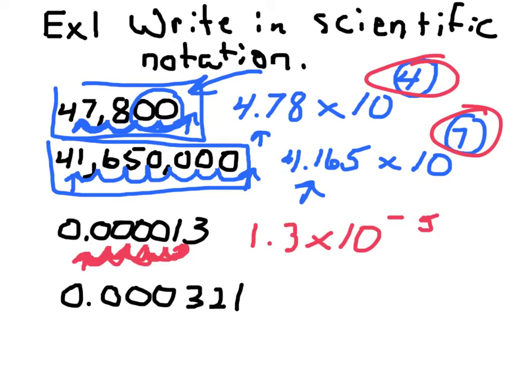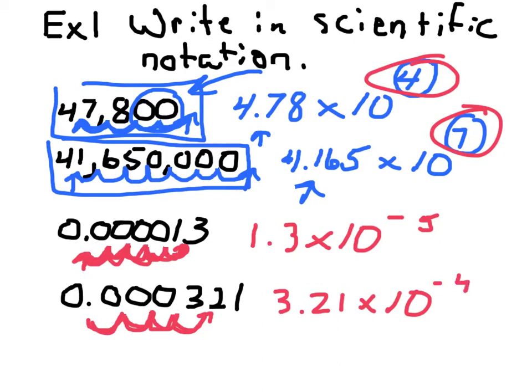Now let's do the next one. I need to move the decimal point from here to between the 3 and the 2 to get a number between 1 and 10. So it would become 3.21 times 10 to the what? Well, I moved it 1, 2, 3, 4 times, so a negative 4. And again, kind of like the numbers up above, I don't have to have those zeros. I can leave those zeros off in front. I don't need to write 0.21. Those zeros at the beginning have no meaning.